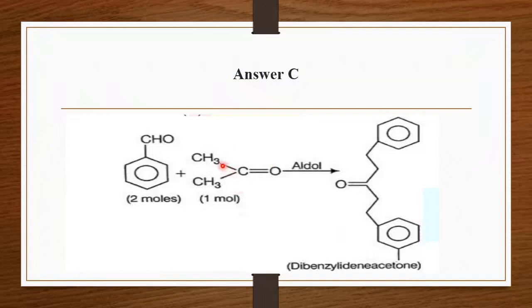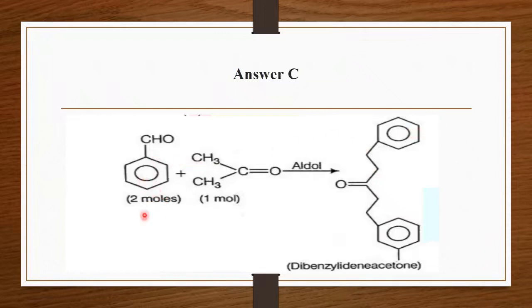During aldol condensation, from the ketone, the CH3 group and from this benzaldehyde, the C double bond O H group react together and eliminate a water molecule. So the new bond formed between this C double bond O H and CH3 is C double bond O. That is from our ketone. C double bond O, CH2, CH2 benzene ring.